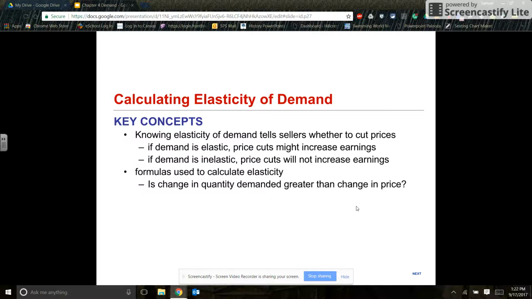So how do you calculate the elasticity of demand? Well, this is important because sellers need to know what their prices can be. How much can we increase prices before people just go, wait a minute, stop, I'm not paying this anymore? There is a breaking point for every product. And there are formulas used to calculate that.